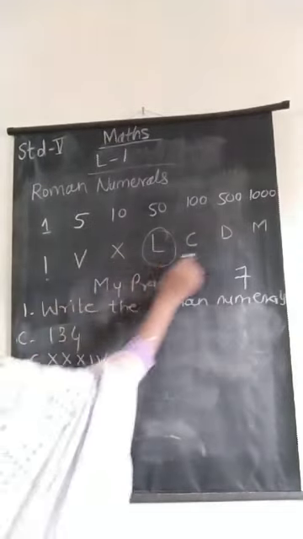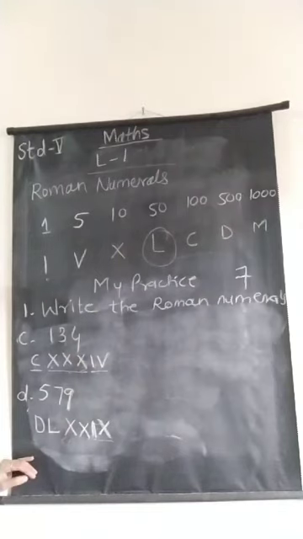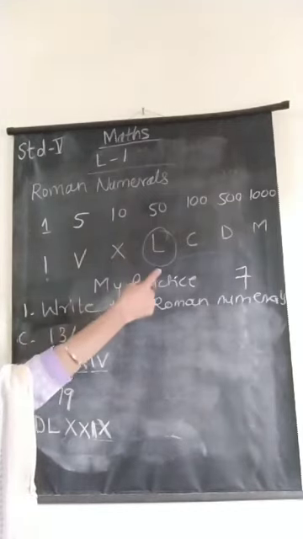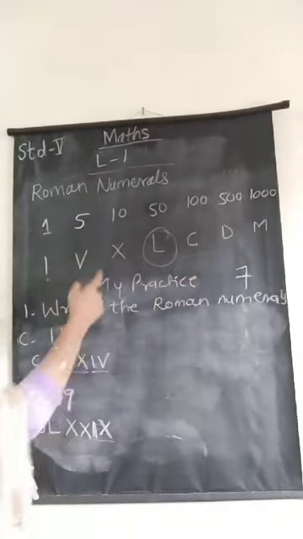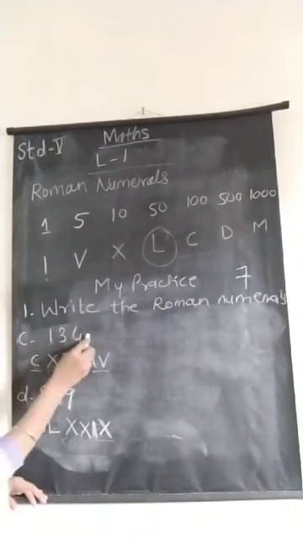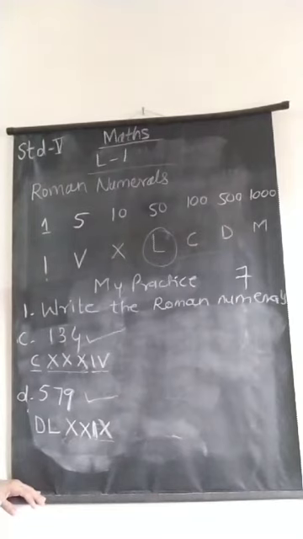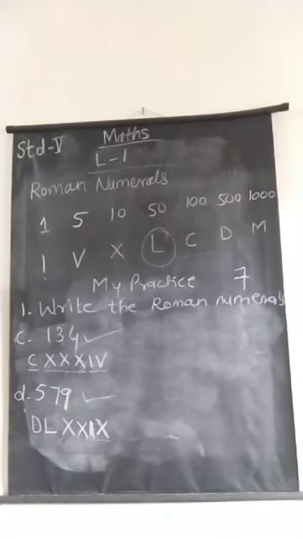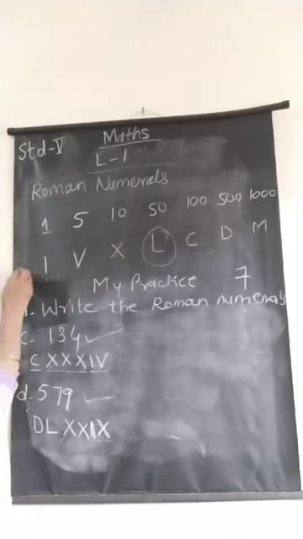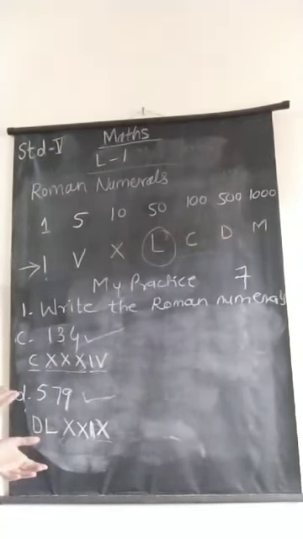Okay. With the help of these letters, we have to write the Roman numerals. There are no other alphabets used in Roman numerals. Only these. How many are there? 1, 2, 3, 4, 5, 6, 7. Only these 7 basic symbols are used while writing any number in Roman numerals. We have to convert all the numbers into Roman numerals with the help of these basic symbols. Okay? We have to subtract, we have to add.